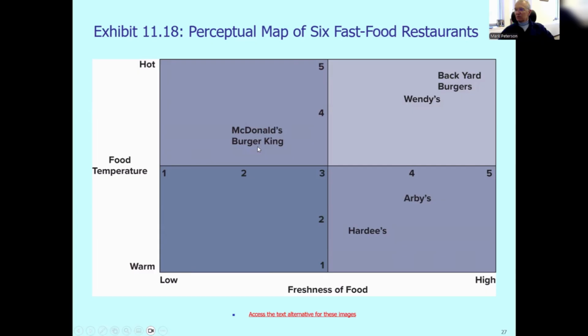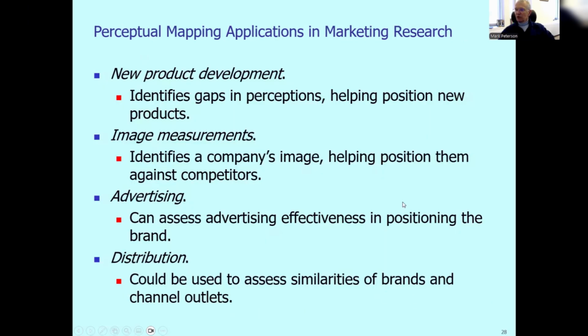For Burger King, they have flame broiled burgers. I don't think they have a warming rack, so their advertising could emphasize that when they come off the flame grill, they go into a bag and are given to you just like you want them, and that way the perception of food freshness would go up. That can be done through advertising. So that's a way marketers can use these results from perceptual mapping to guide operational changes and advertising changes as well.